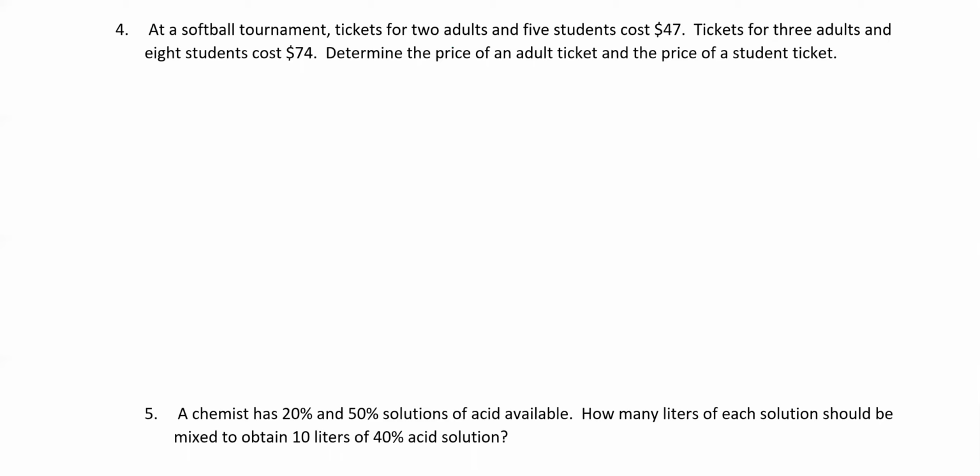Number 4, at a softball tournament, tickets for 2 adults and 5 students cost $47. Tickets for 3 adults and 8 students cost $74. Determine the price of an adult ticket and the price of a student ticket. So let's let X be the price of the adult ticket. And Y will equal the price of a student ticket.